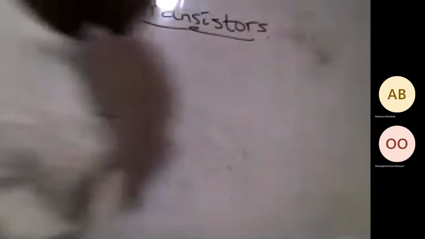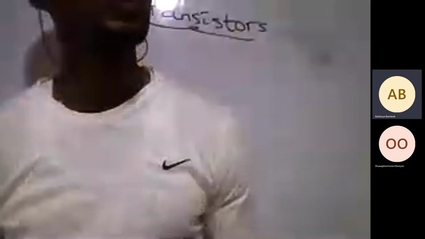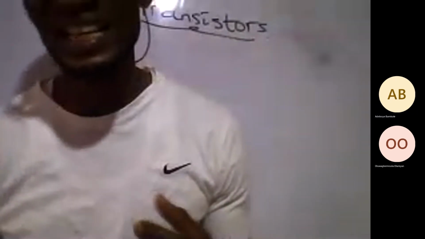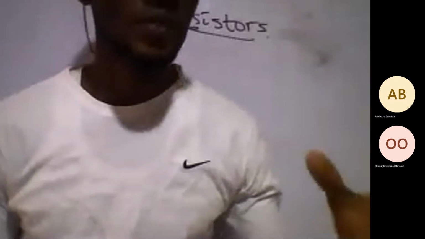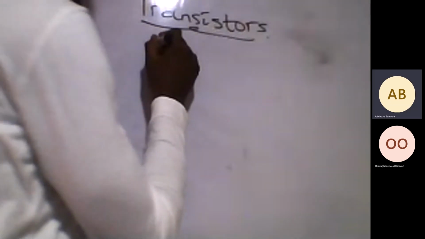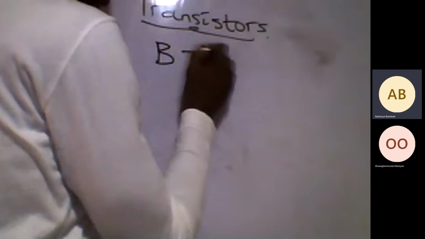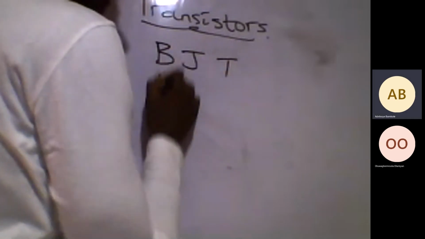Okay. So transistors are devices that are more like amplifiers. They take in, how do I put it now? But before we go on, let's look at the two types of transistors we have. Basically, we have BJTs and also we have MOSFETs.